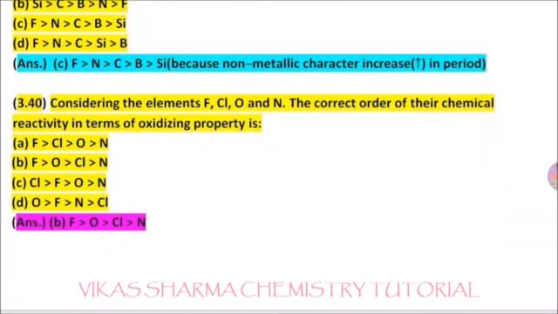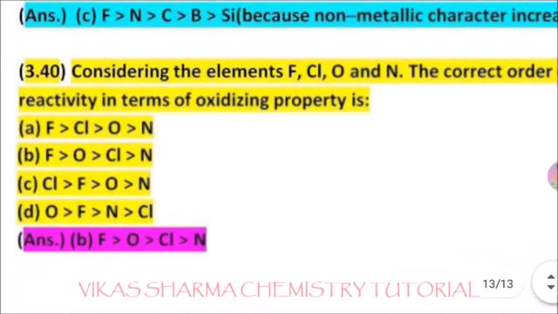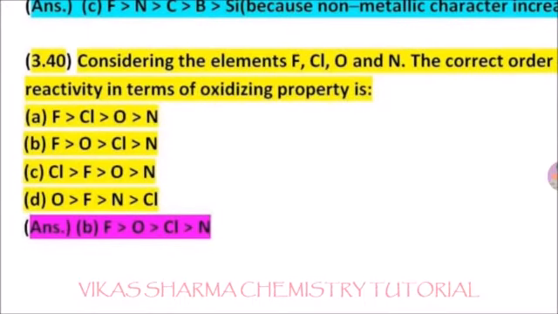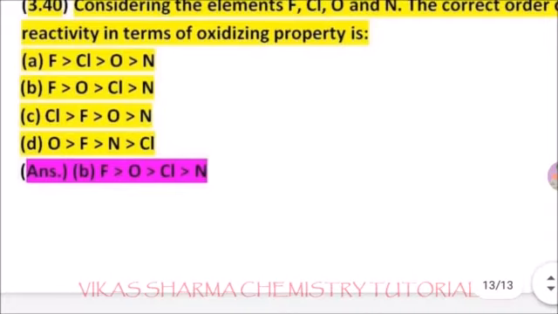3.40: Considering the elements fluorine, chlorine, oxygen and nitrogen, the correct order of their chemical reactivity in terms of oxidizing properties. Students, the correct choice is B: fluorine is greater than oxygen, oxygen is greater than chlorine, and chlorine is greater than nitrogen. Oxidizing means the property of gaining electrons. Fluorine is much higher than the others because fluorine is the most electronegative atom, so the oxidizing power of fluorine is higher than the others.